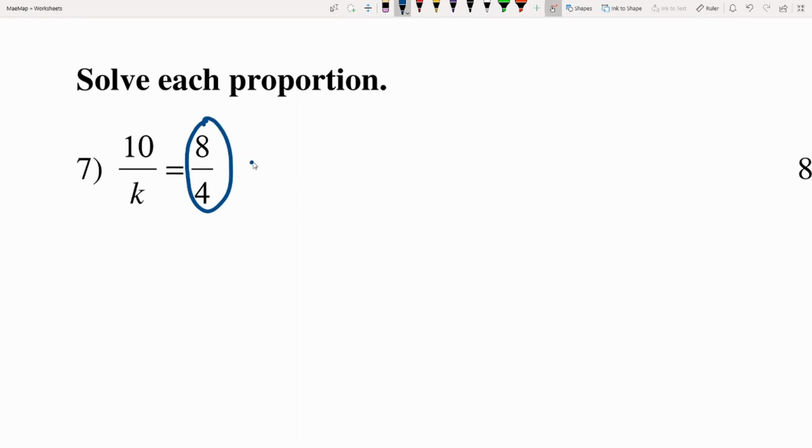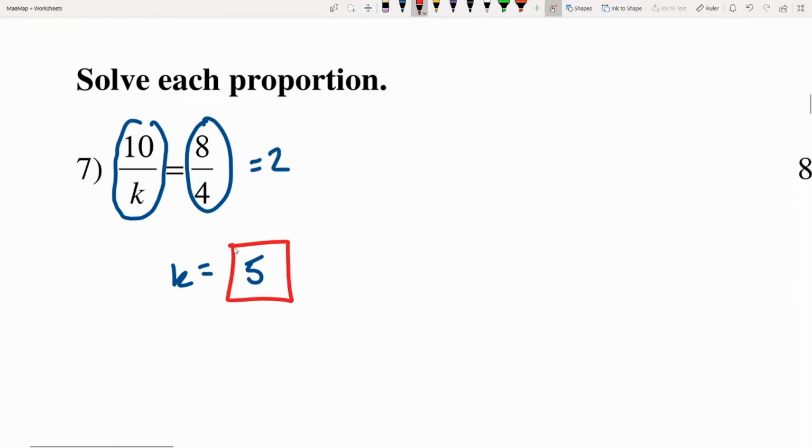8 over 4, we know that equals 2. So 10 divided by what would equal 2? To make this proportion true, k would have to be equal to 5. 10 divided by 5 is 2, and 8 divided by 4 is 2. And then we can double check that by cross multiplying. If I filled in a 5 here, 10 times 4 is 40, and 5 times 8 is also 40.